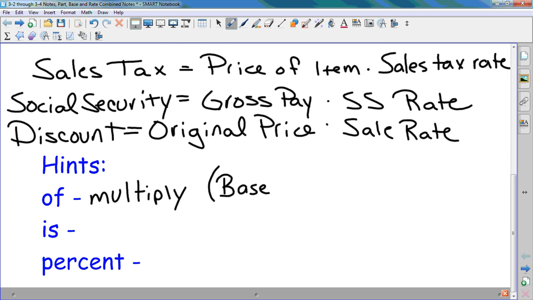And we have a way that we find the percent or the rate. We look for the word percent or percent symbol. That's how we find percent. But when you're looking to find the difference between the base and the part, what does is mean? Equals. And that is the one that's usually attached to the part.